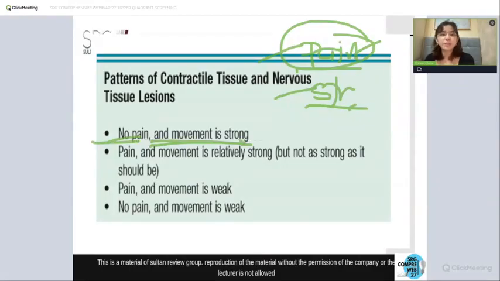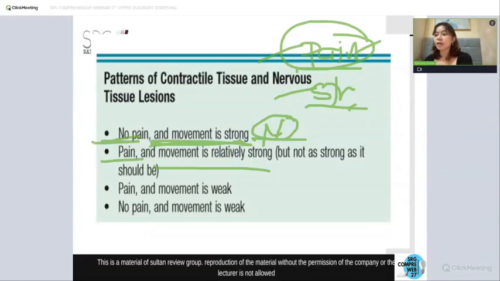Second would be pain and movement is relatively strong, but not as strong as it should be. Okay, so malakas ka, pero hindi na gaya ng dati. Charot, parang break up dito ah. So malakas ka, pero hindi na gaya as you were before, if that makes sense. So the patient can still do an activity, but not as normal as it should be. Okay, so this is very common po for isolated lesion.